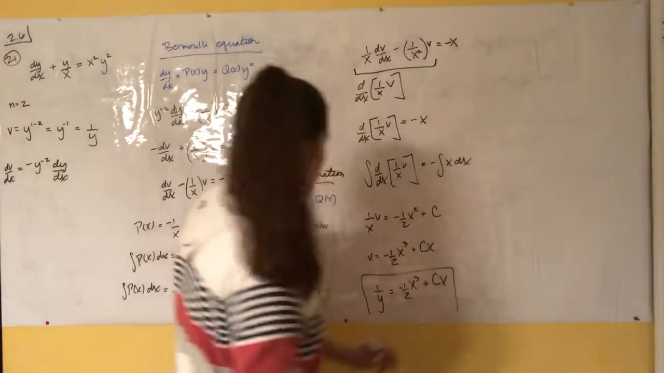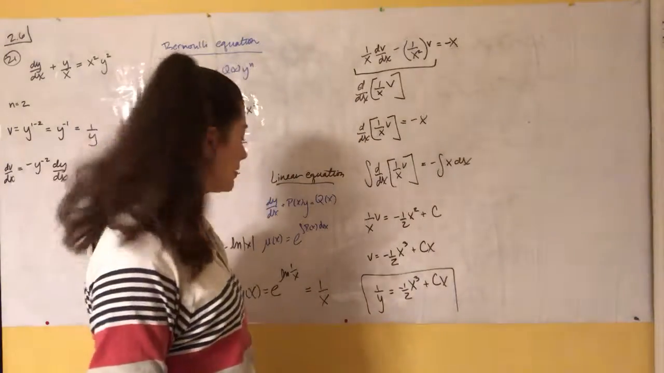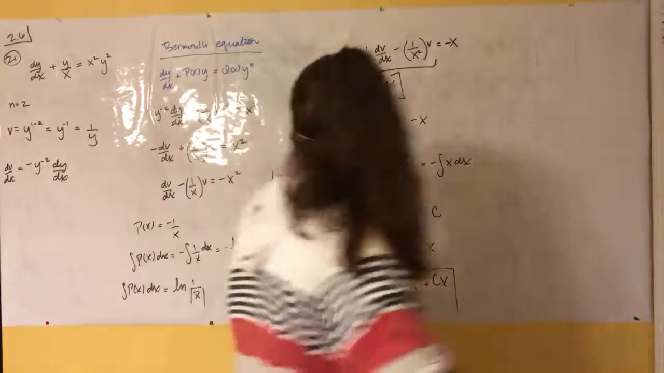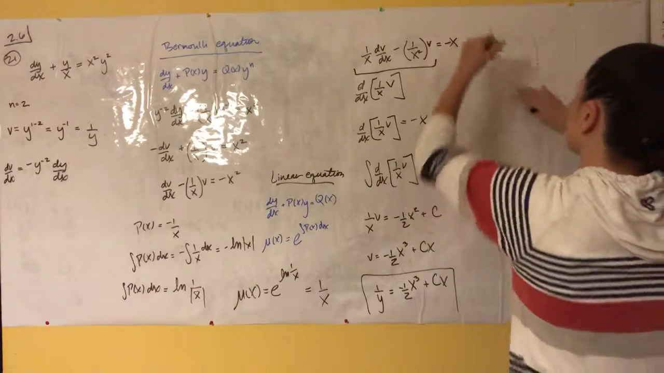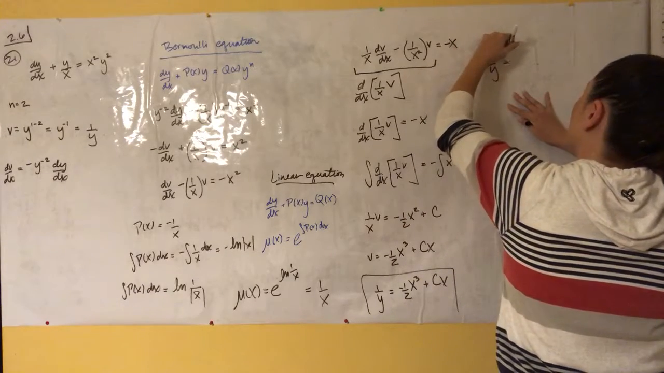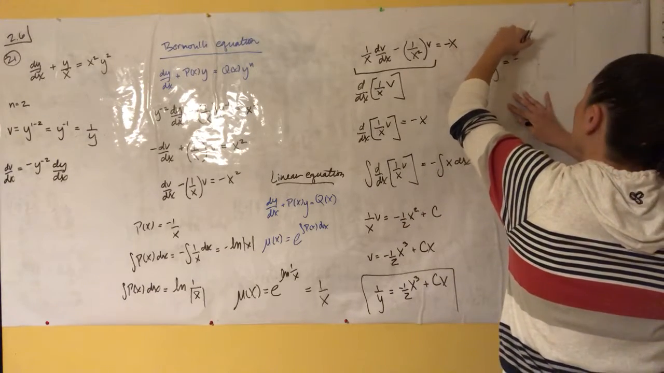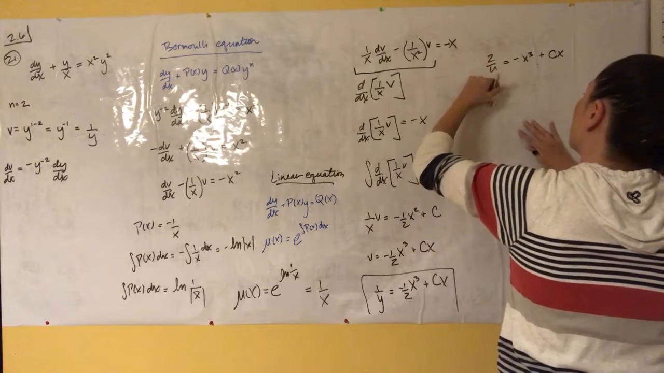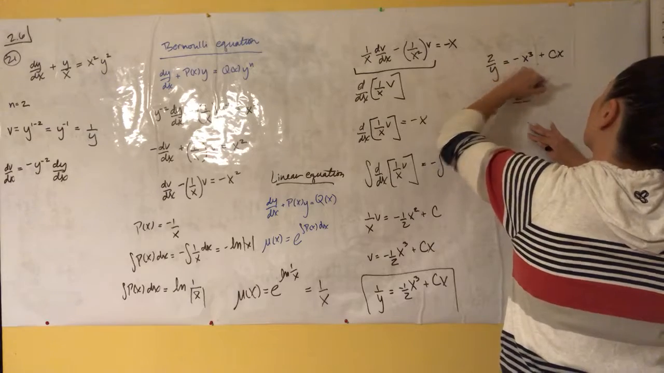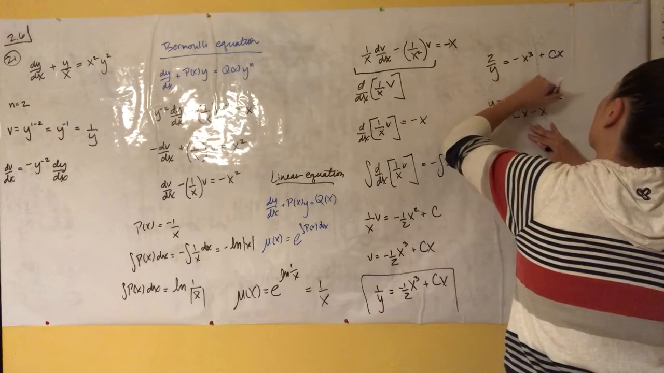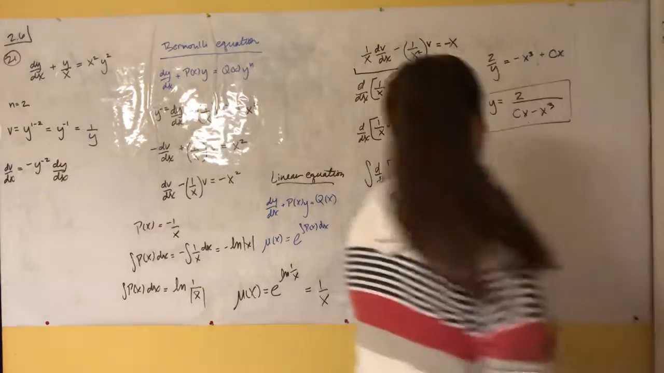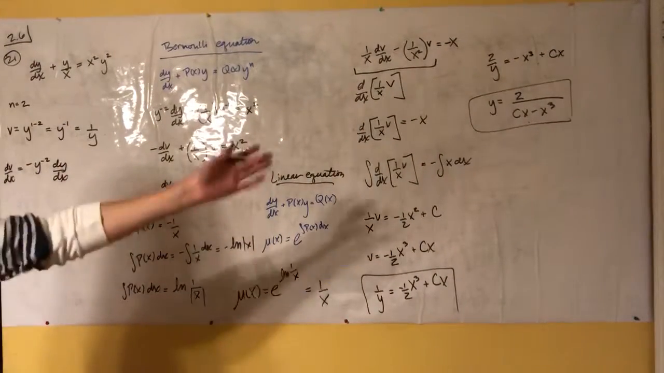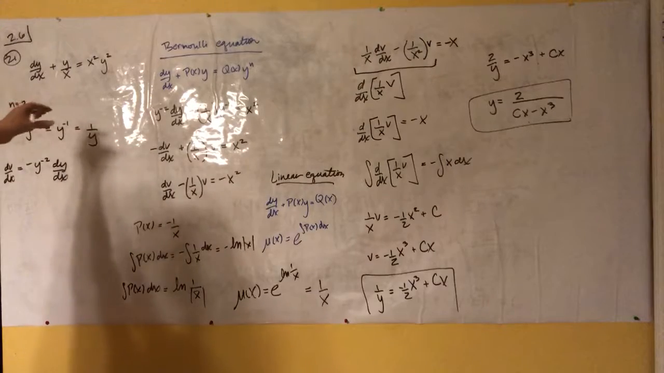You could leave your answer like that, and you'd probably get full credit, I hope. Or you can do this. And that might be even a better answer. So you want your answer to be in terms of the original variable y.